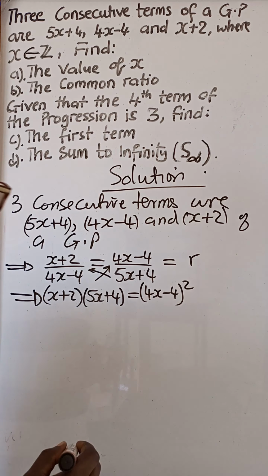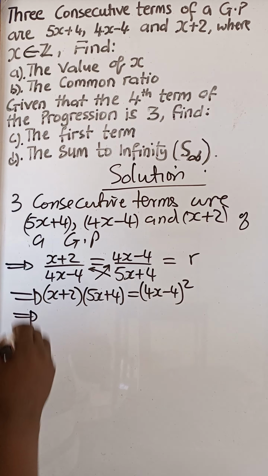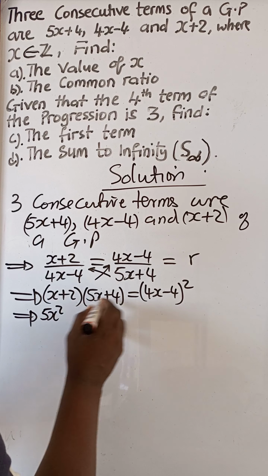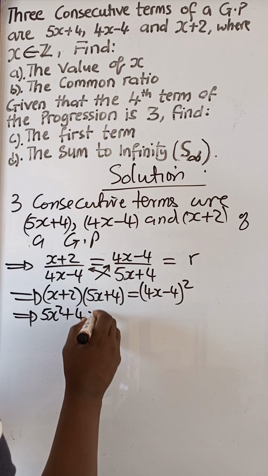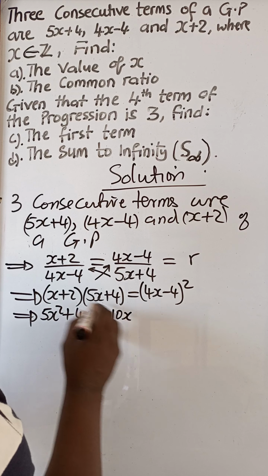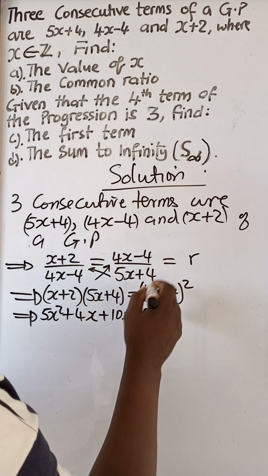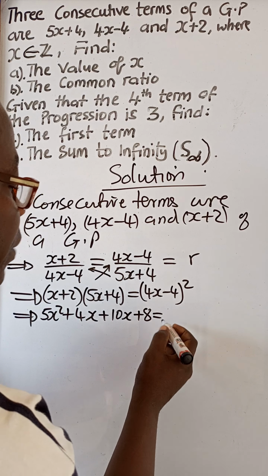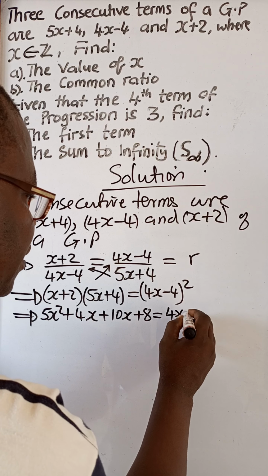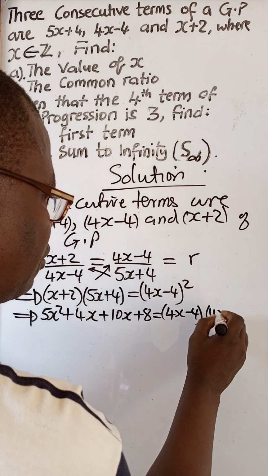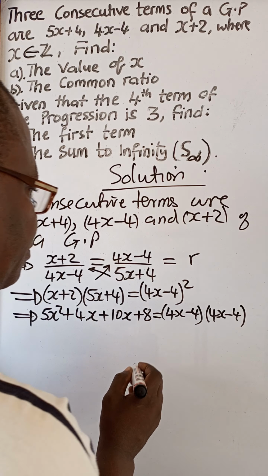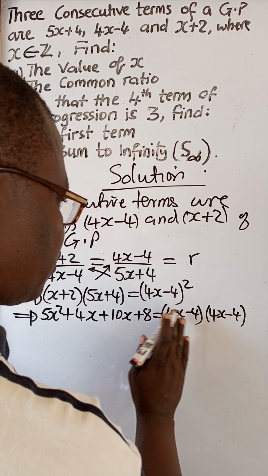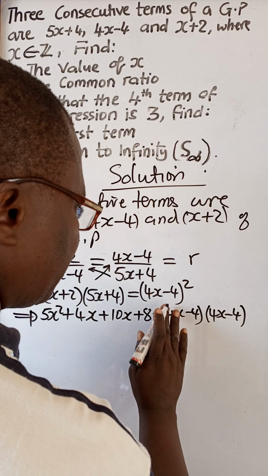Look at it. So let's open up the parentheses. X multiplied to 5 is 5x squared. X multiplied to 4 is 4x. 2 multiplied to 5x is 10x. 2 multiplied to 4 is 8. And then let's open up this other one. We have 4x minus 4 all squared. It means 4x minus 4 times 4x minus 4. Let's just write this one up there since we need to fill out the result here.